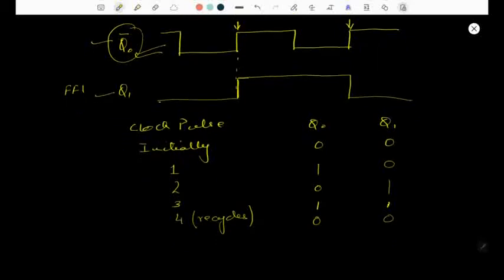Now in a similar manner we can draw the 3-bit asynchronous binary counter.